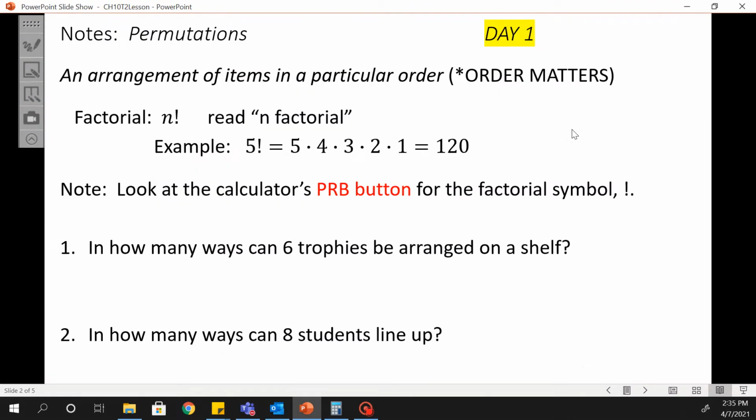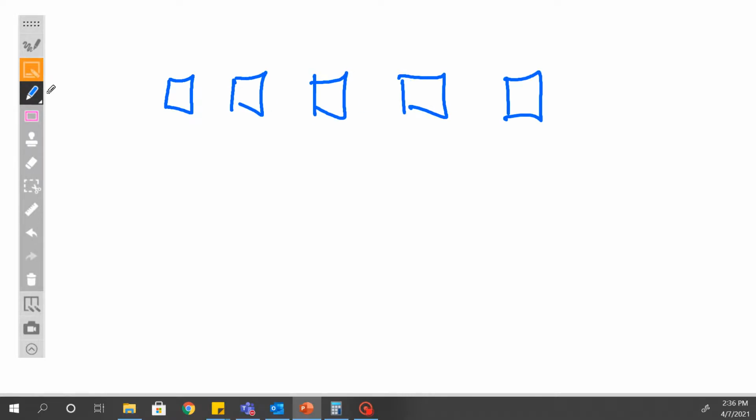If you recall from Friday, a permutation is just the number of ways you can arrange a set of items. So for instance, if you have a set of 5 items, you have 5 choices for the first item, 4 for the next one, 3 for the next one, 2 for the next one, 1 for the last one. So the number of ways you could arrange 5 items is 5 factorial.